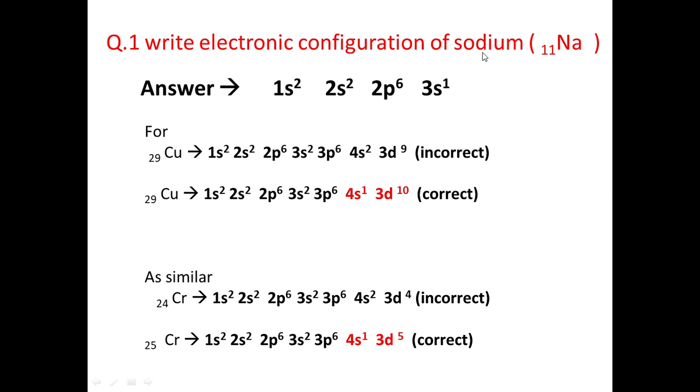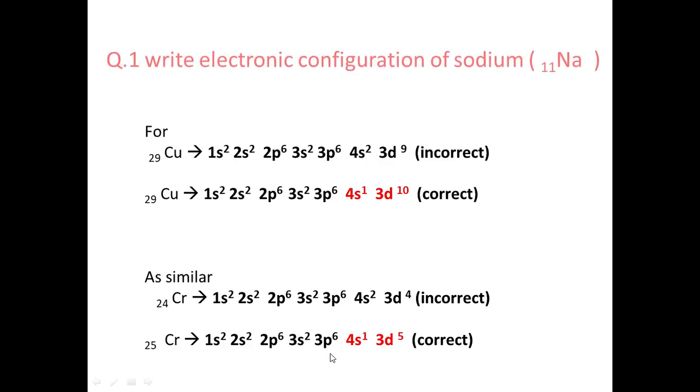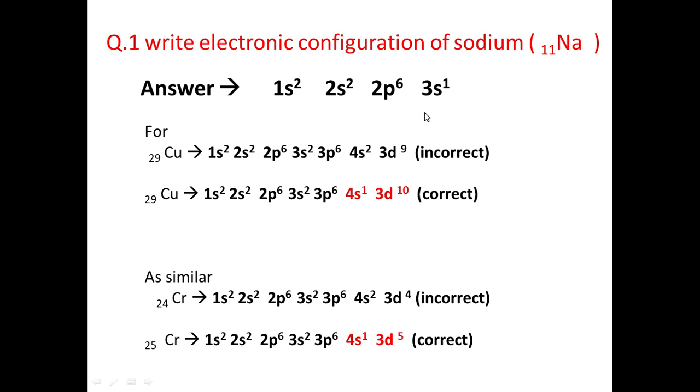So the correct answer is 1s2, 2s2, 2p6 and 3s1, by using the basic scheme that I already told you. So this is the correct answer. You can count the electrons for confirmation. There are two electrons filled in 1s, so 2 to 4, 4 and 6, 10 electrons, and there is 1 electron. So in total there are 11 electrons, which I already filled, and this is the correct configuration for sodium.